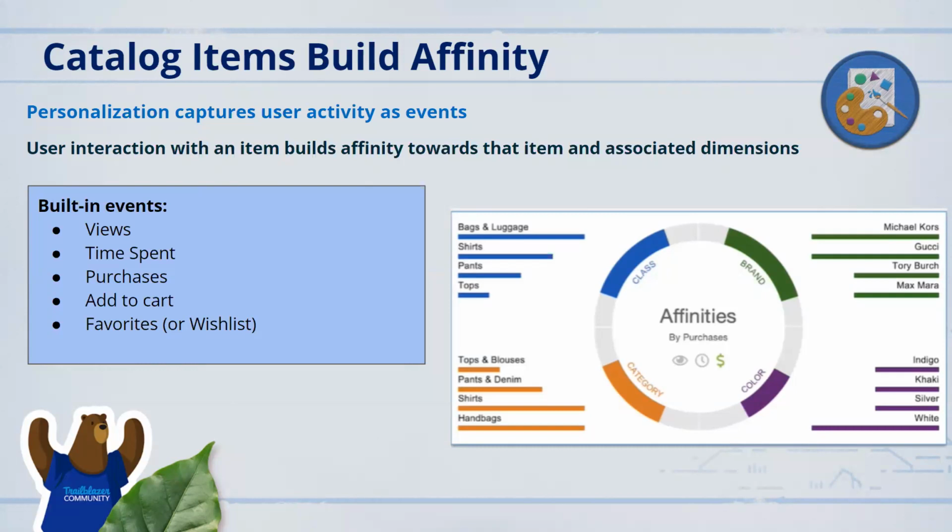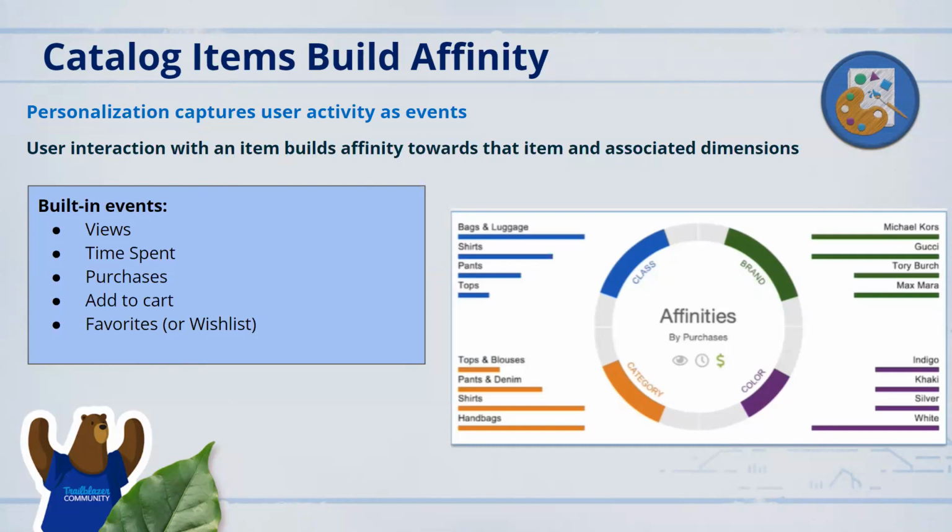So if there's a short amount of time viewing a specific item, for example, a user navigates quickly away from a certain page, that will show a negative affinity toward that item and its associated dimensions. Another built-in event is purchase. Purchases are a strong indicator of intent. So MCP tracks the specific items bought and builds affinity towards those items, and again, towards their associated dimensions.